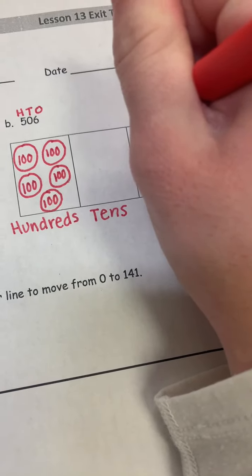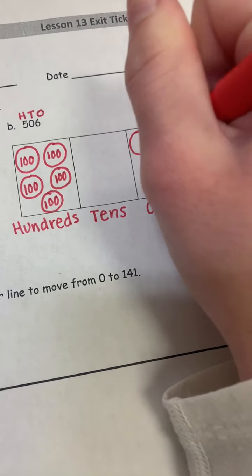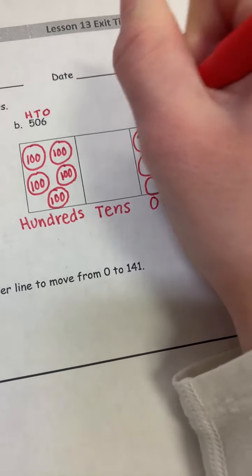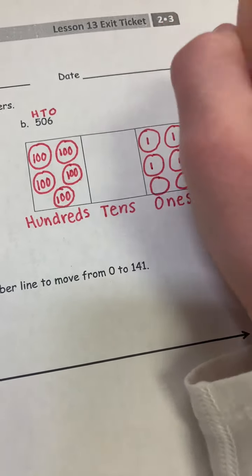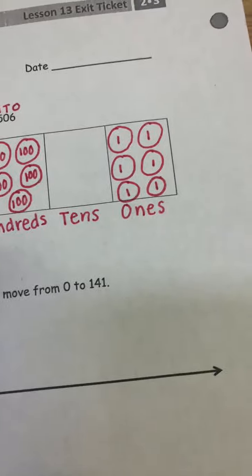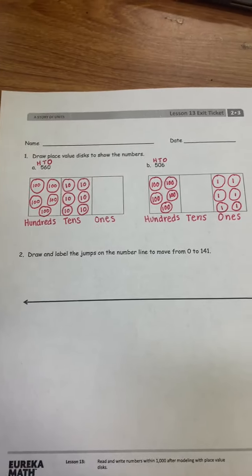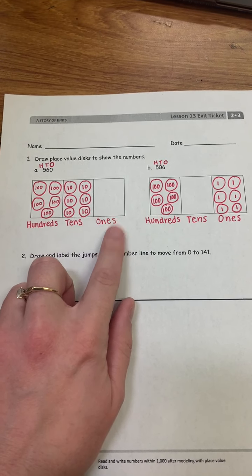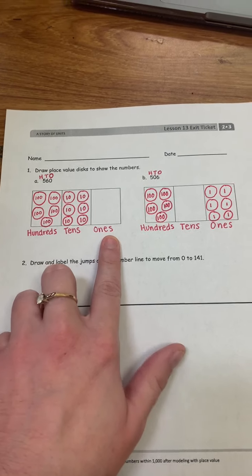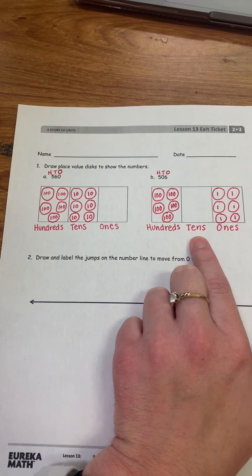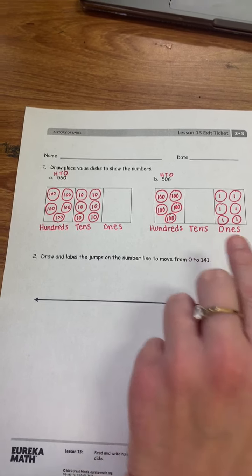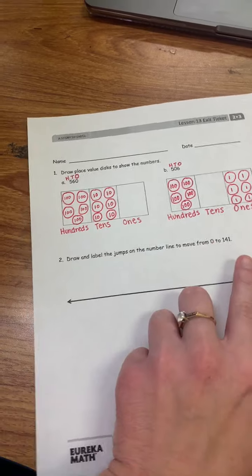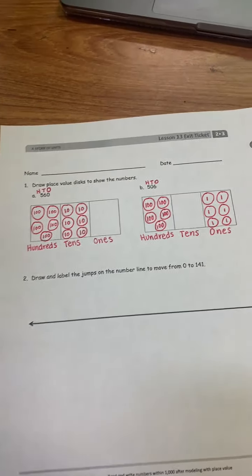And our ones place is going to have 6. So this time we're going to draw 6 circles in our ones place. And we're going to put a 1 in each. So this time, when we look at the two of them together, in this one, we had our tens place that was full, and our ones place had nothing in it. And in B, our tens place had 0 in it, but our ones place had 6. So our tens and our ones just flipped.